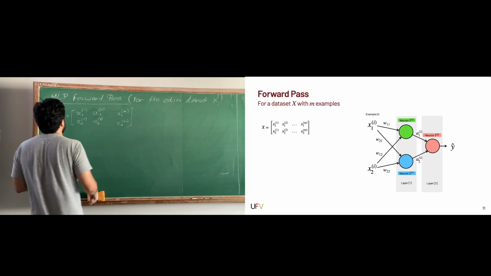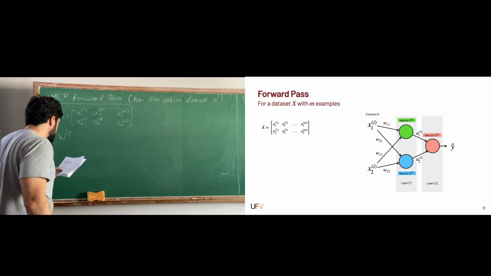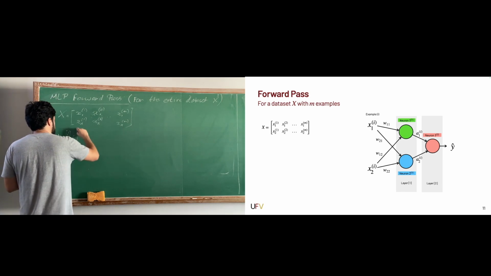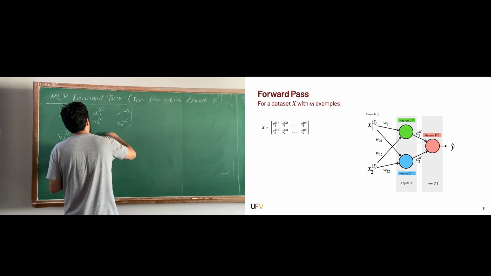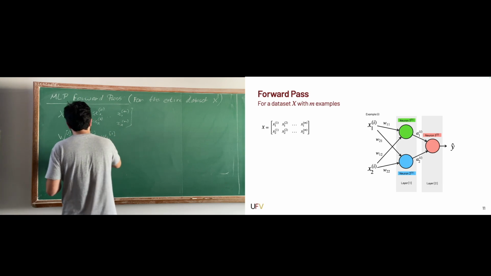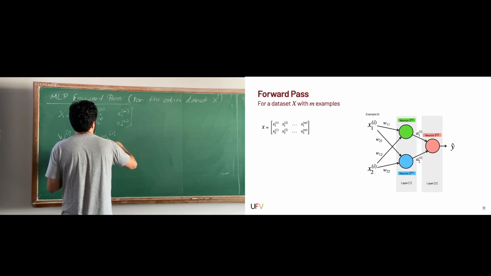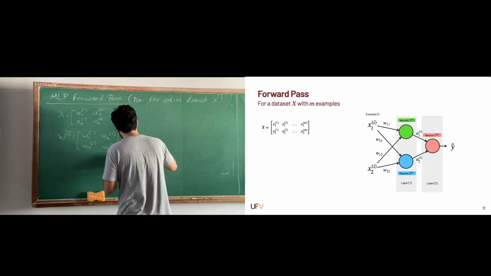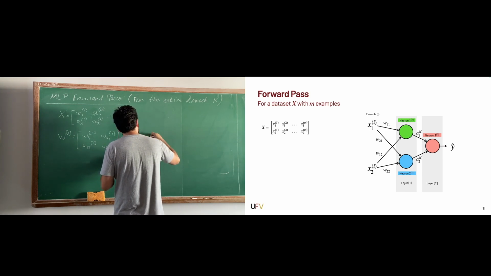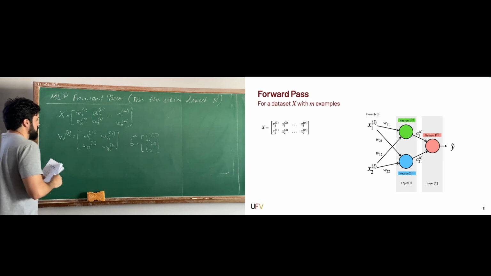So we can apply the same idea here. I have a weight matrix W, which is equal to W11, W21, W12, and W22 for layer 1. And our B vector is going to be equal to B1 of the first layer and B2 of the second layer.